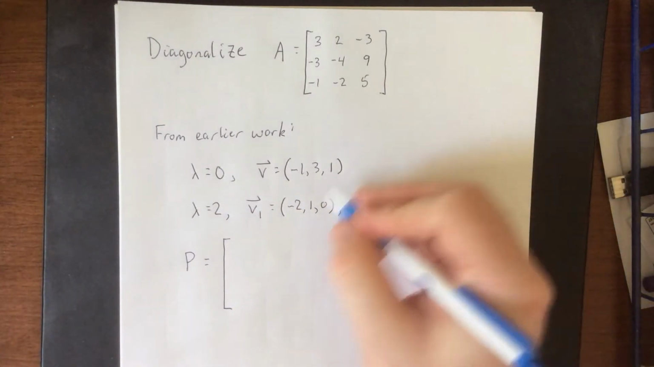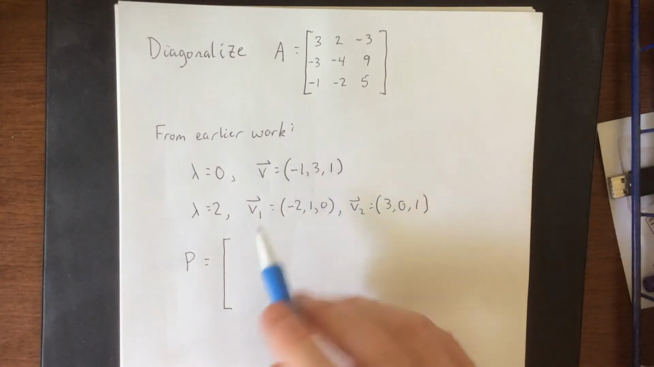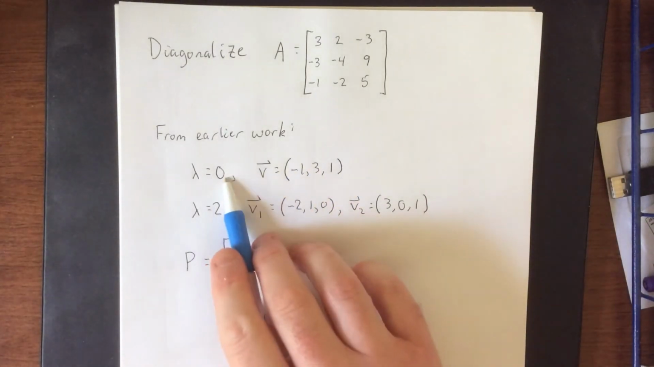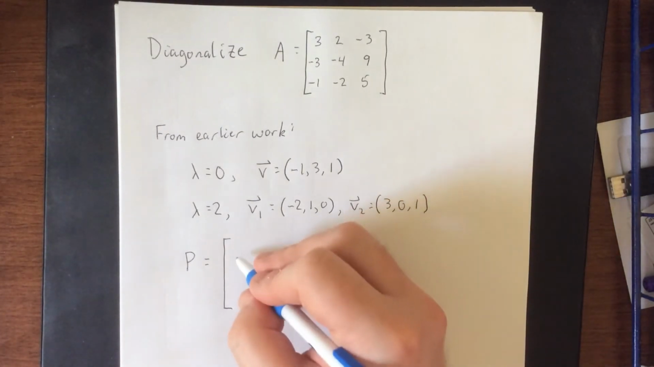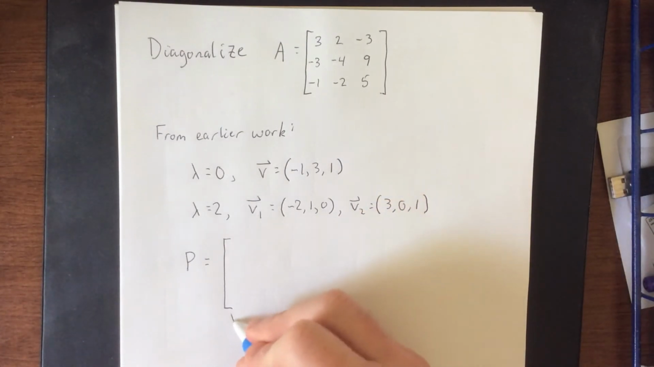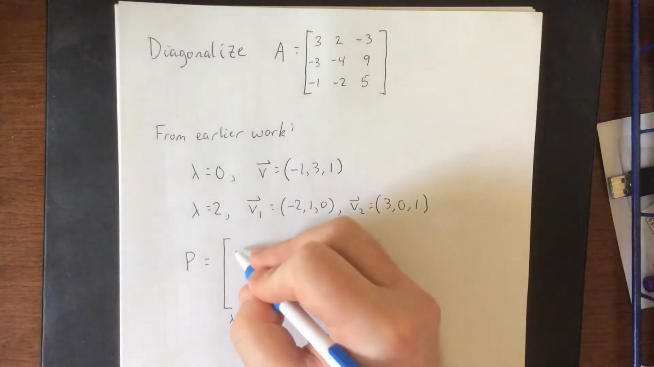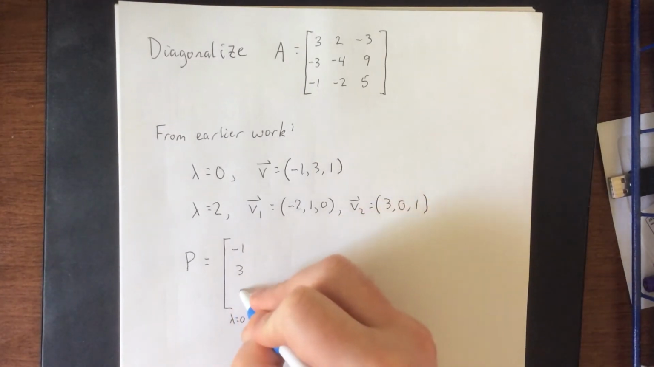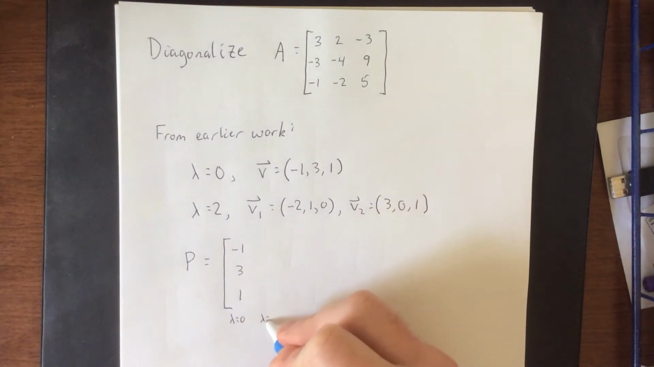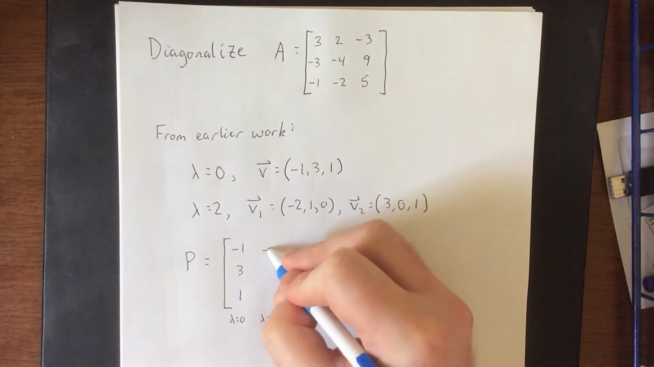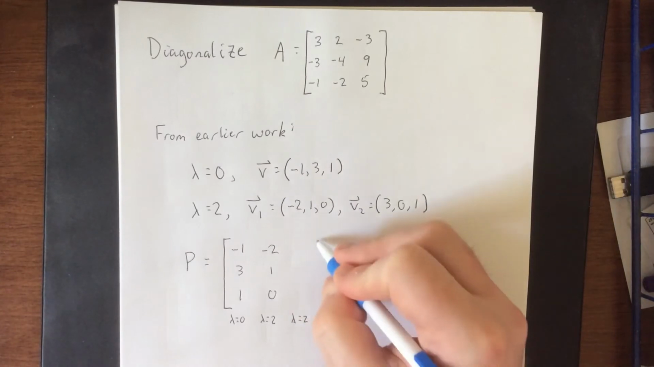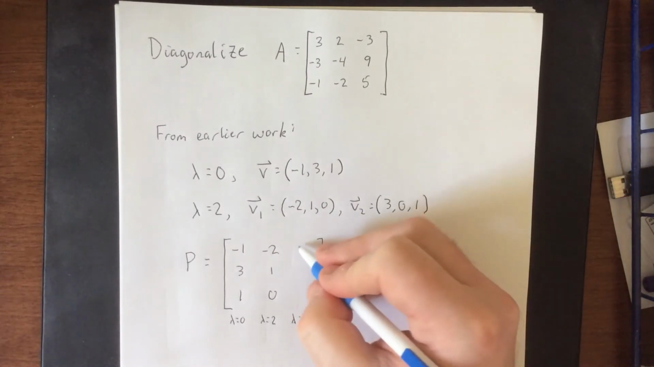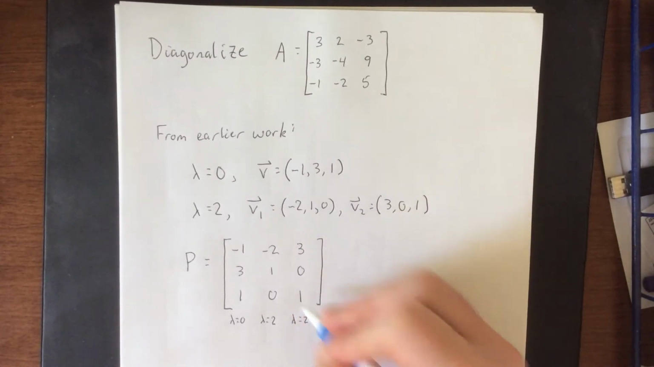So these are once again our 3 eigenvectors. I'm just going to go with the order of lambda equals 0 and then the 2 for lambda equals 2. So the first column will be associated with lambda equals 0. That'll be negative 1, 3, 1. Second column will associate with lambda equals 2, and we'll do negative 2, 1, 0. And then we'll use the other linearly independent eigenvector that we got, which is 3, 0, 1.